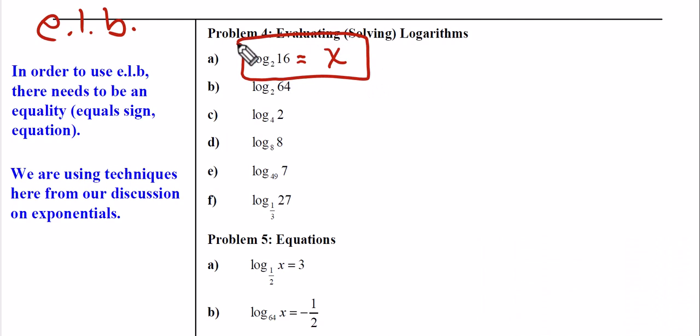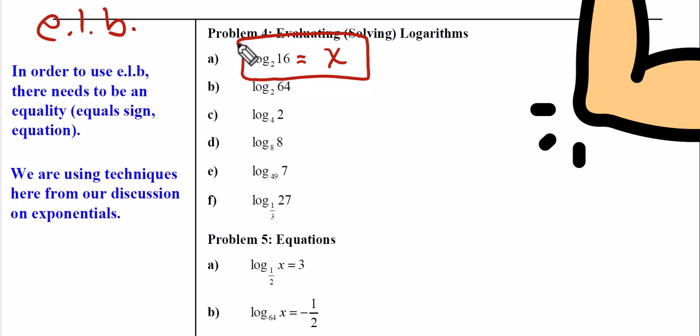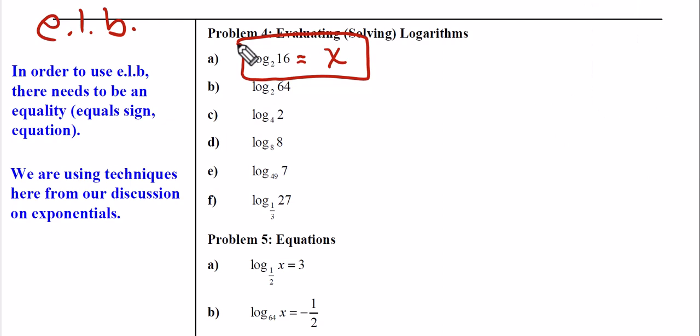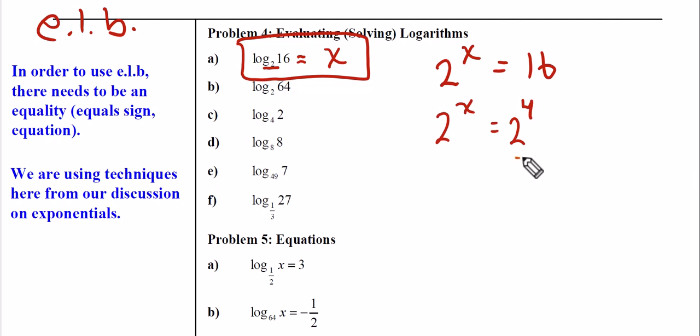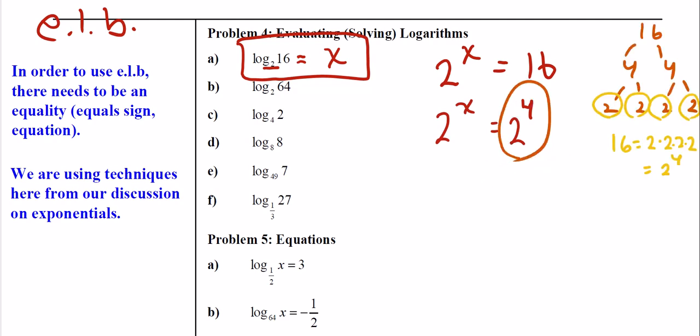So what I do now is I'm going to use ELB to make this into an exponential, and then we can solve it like we showed you before in the past on how to solve exponentials. So this x is going to be the exponent, the base is going to be 2, and it's equal to 16. Now, we've done problems like this before. We have to express both of these in the same base. How did I get this? Well, you could do a factor tree. Regardless, we have the same base, so that means exponents are equal to each other. So the answer to part A is that x is equal to 4.